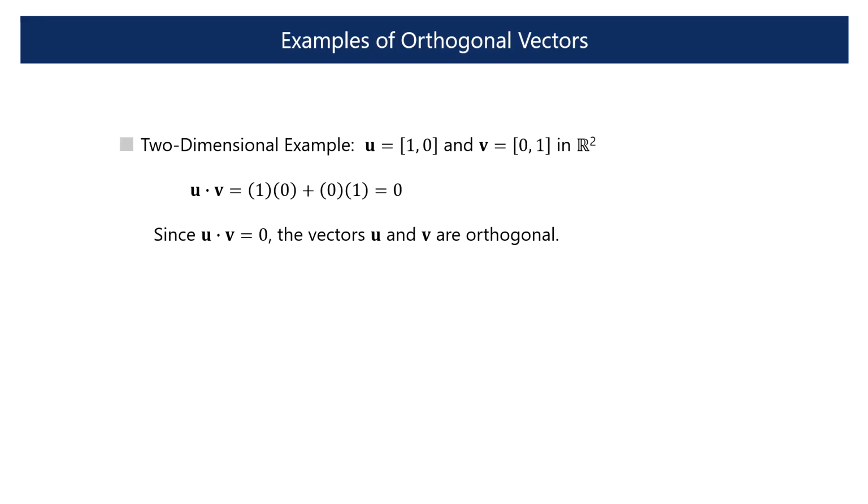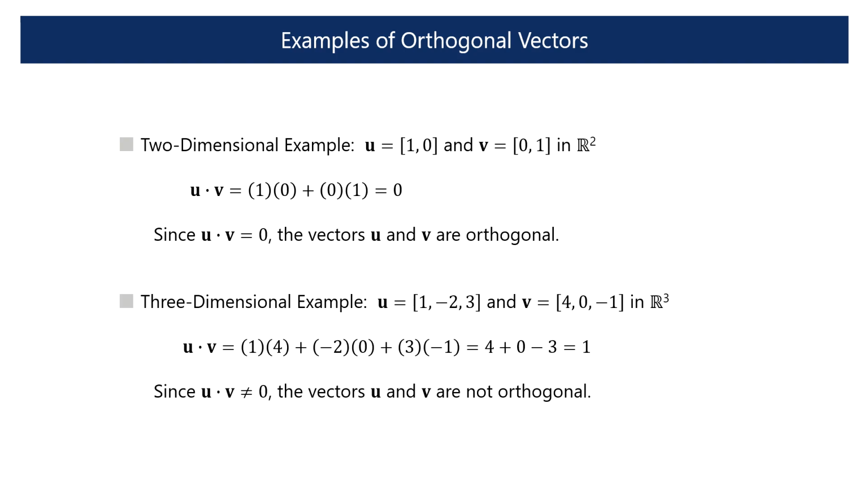Let's see some examples of orthogonal vectors. Let's start with a two-dimensional example. Consider vectors u and v in R2. As calculated by this expression, their inner product is zero. Since the inner product of u and v equals 0, the vectors u and v are orthogonal.